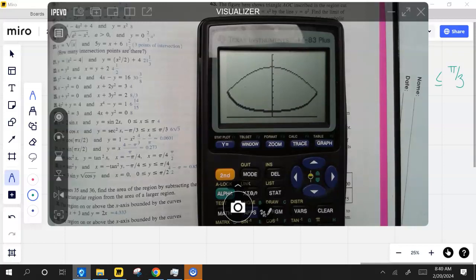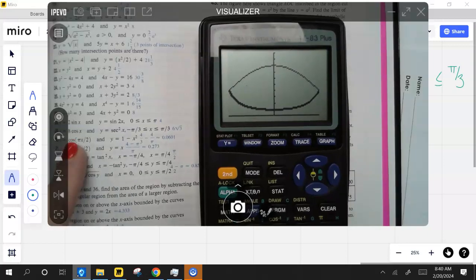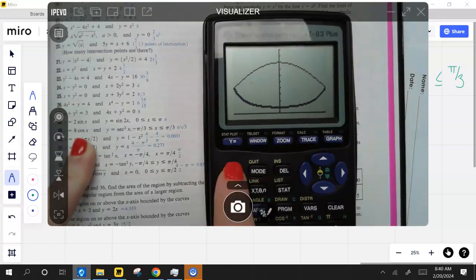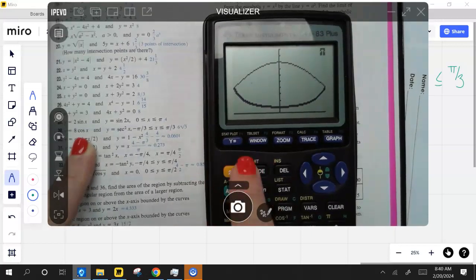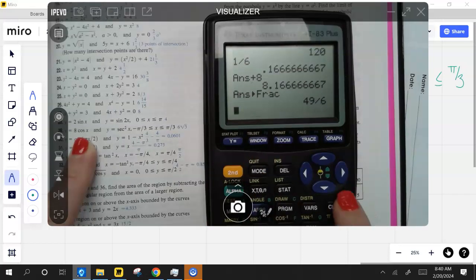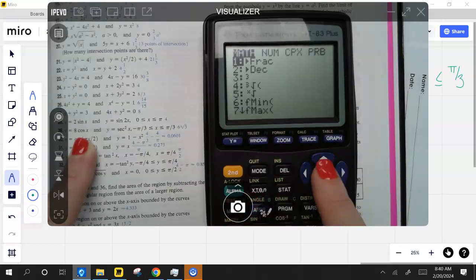I was getting frustrated with mine as well. So which one's on top? The first one I entered, right? The cosine x. So here's what I'm going to do. I'm going to come out of here. I'm going to go math 9.